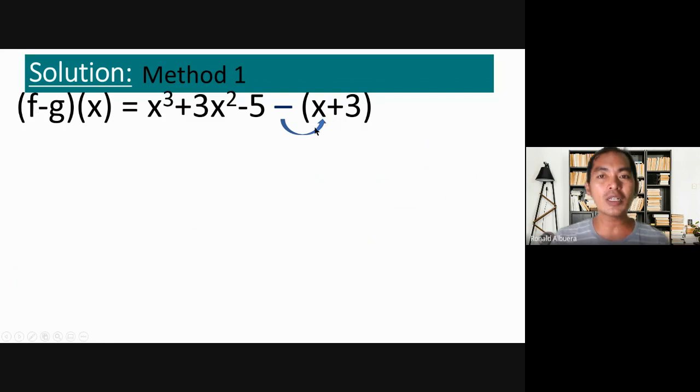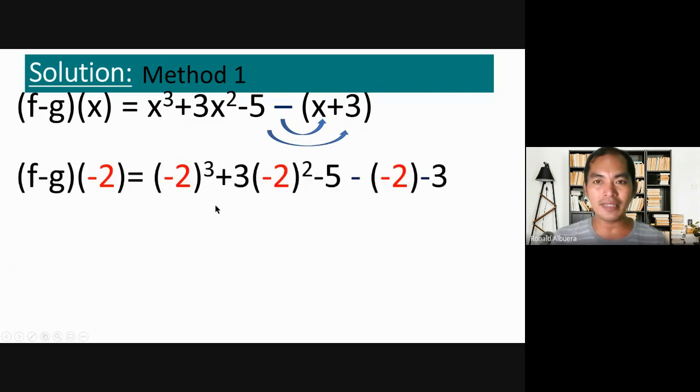Pero take note of the second function, kailangan yung palitan ng sign. Magiging negative x, magiging negative 3. So if you notice, we have negative 2 enclosed lagi pag nagso-substitute. Cube plus 3 times negative 2 squared minus 5. Itong kulay blue, that's minus sign. Yung x is negative 2. Then itong plus, magiging minus.